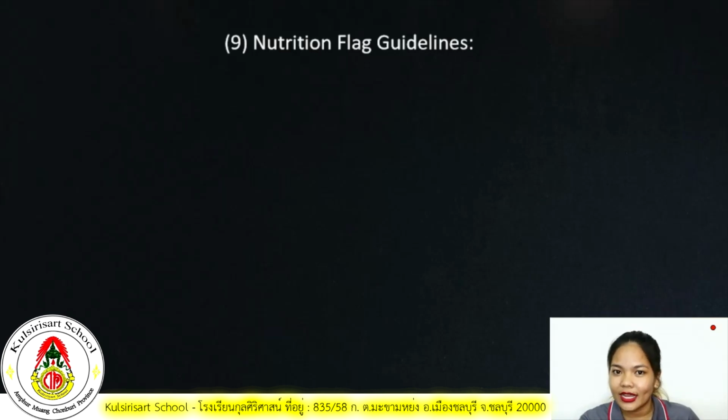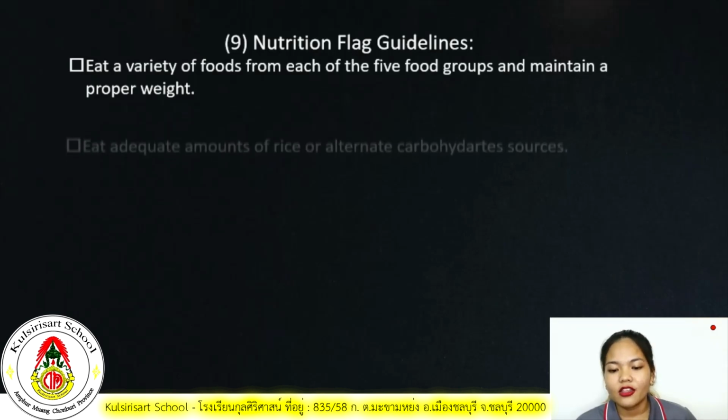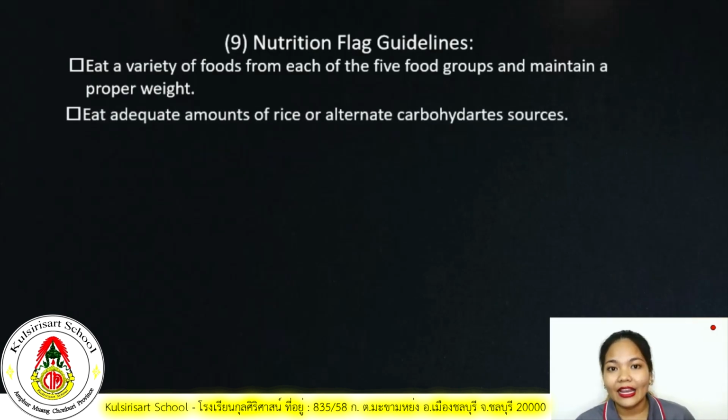The first one is eat a variety of foods from each of the 5 food groups and maintain a proper weight. So in order for you to have a healthy body, you need to eat a portion of carbohydrates, fats, minerals, vitamins, and water. The next one, eat adequate amounts of rice or alternate carbohydrate sources.